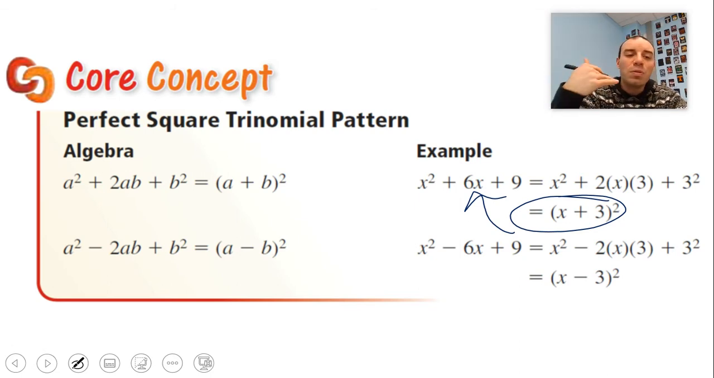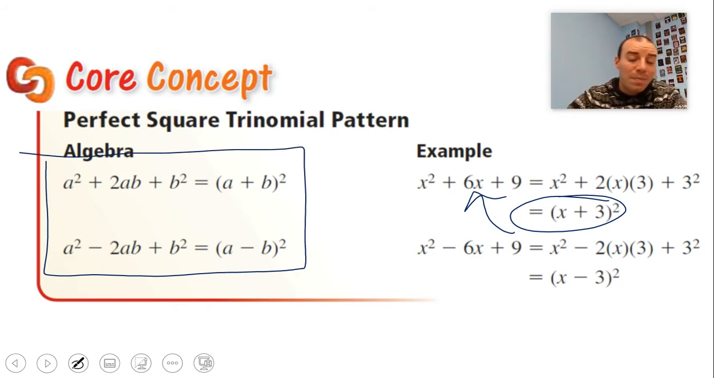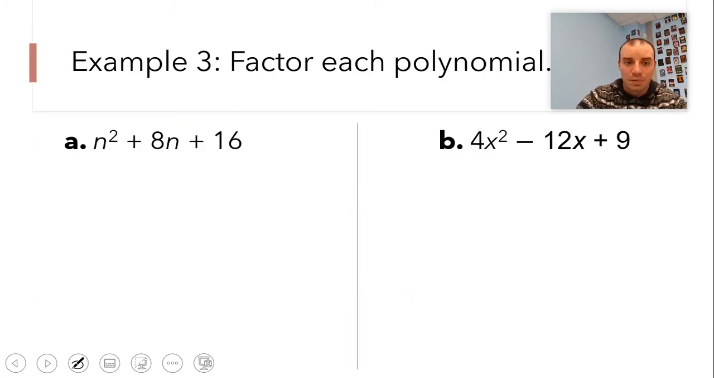Now we're doing the opposite thing. But again, you don't need to memorize these patterns that you see here. If you want to memorize them, go for it. Okay, but you don't need to memorize them. You could just factor in the same way that we were factoring before. But if you do recognize that both your first term and your last term are perfect squares, that's your clue that this is a perfect square trinomial.